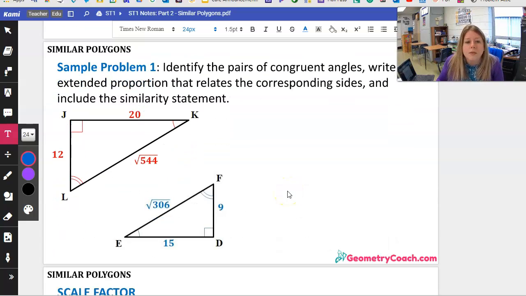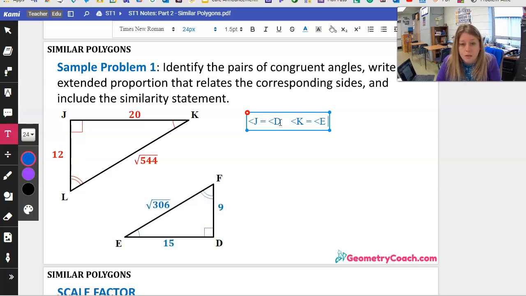All right, identify pairs of congruent angles. Write an extended proportion that relates the corresponding sides. Okay, so let's start with the angles. Angle J is congruent to angle D. Angle K is congruent to angle F. Nope, that would be angle E. Watch the markings. Angle L is congruent to angle F. By markings, I mean these arches. The two go together, meaning they're congruent.